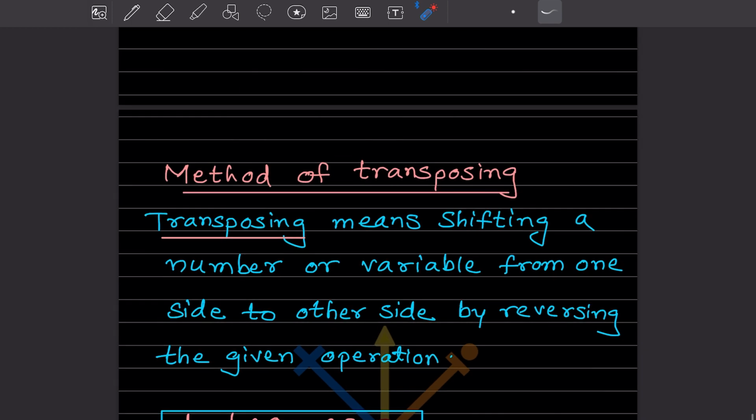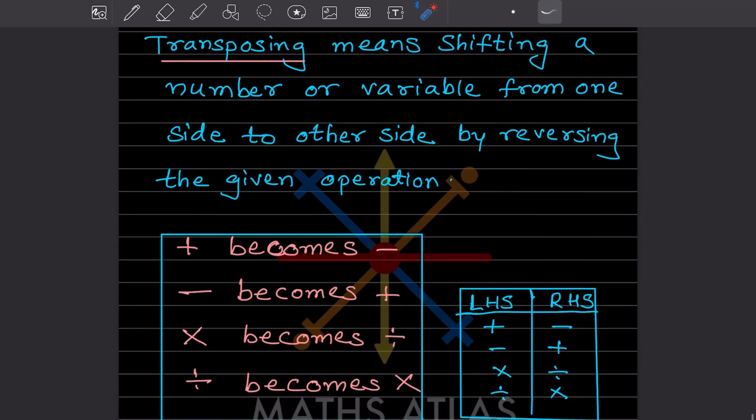Okay, so now suppose this is the left hand side and this is the right hand side. If the plus is on the left hand side and you change it, plus becomes minus, minus becomes plus, multiplication becomes division, and division becomes multiplication. So now I have taken a table as well. See, when there is a left hand side and a right hand side, whenever we have an equation, suppose we take here 2x plus 3 is equal to 5.